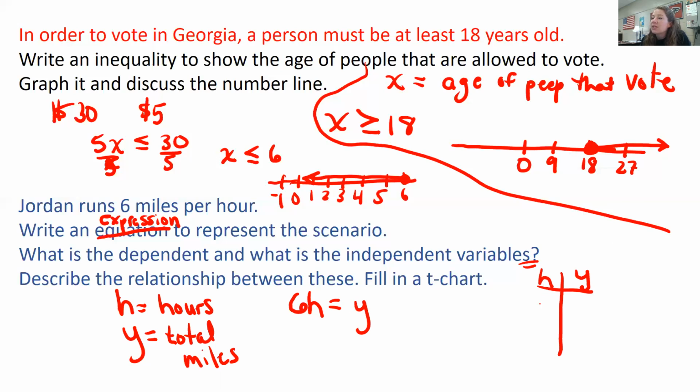What if he ran for 0 hours? How many miles would he run? 0. What if he ran for 1 hour? He would run 6 miles. What if he ran for 2 hours? Well, how many miles would he run?